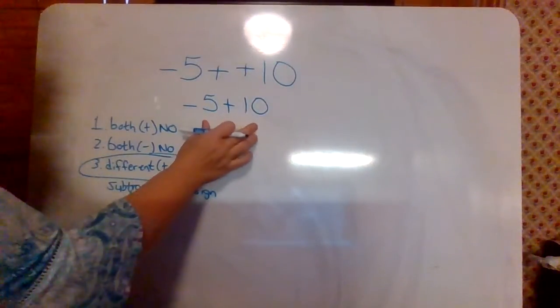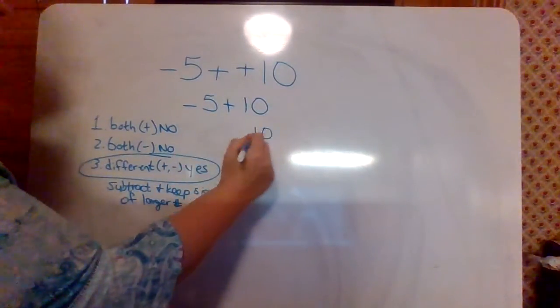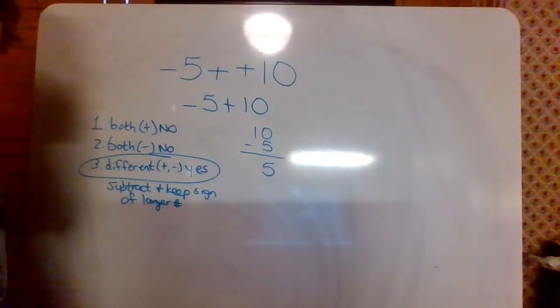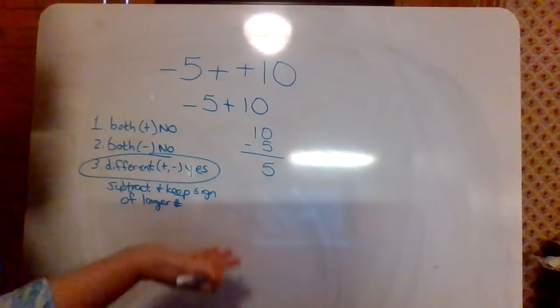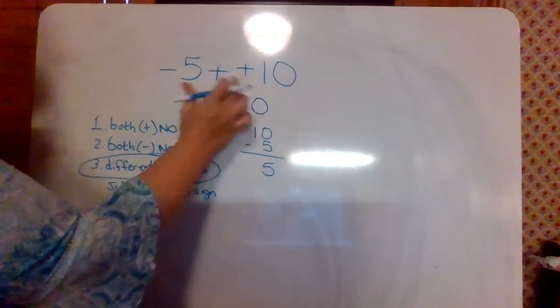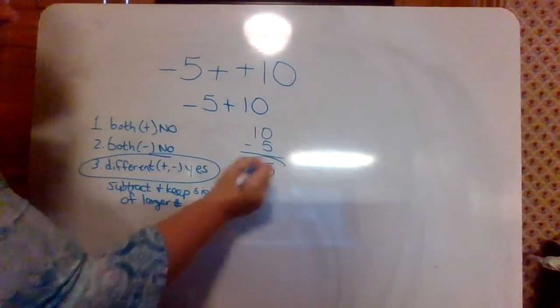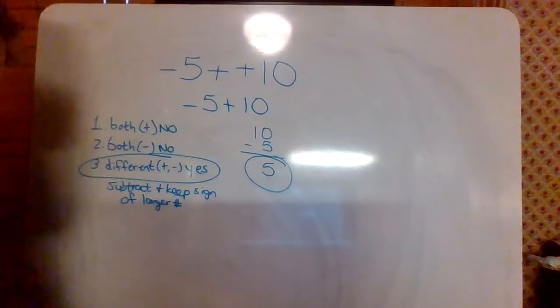So I'm going to subtract these two. So 10 minus 5 is 5. And I keep the sign of the larger number. Well, because I know how to count, I know that 10 is bigger than 5. 10 is positive. Therefore, my answer is positive. So my answer is 5.